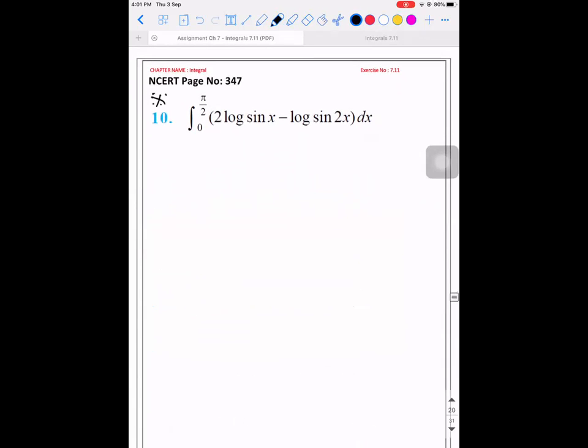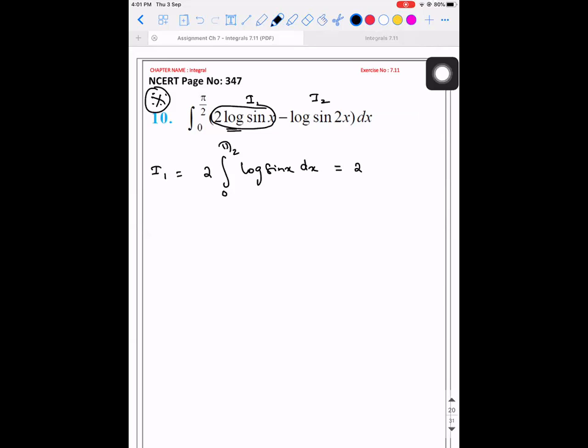Similarly, the 10th one is also important because you have log. Okay, so I will take this as I1 and this as I2. So I1 is equal to, can I write it as 2 into integral of 0 to pi by 2 log of sin x, guys? Did you understand what I did? So this part, I took the 2 outside, I wrote it as log of sin x dx. What is the answer for this? 2 into minus pi by 2 log 2. Remember? Yeah. So this and this will get cancelled, minus pi log 2.